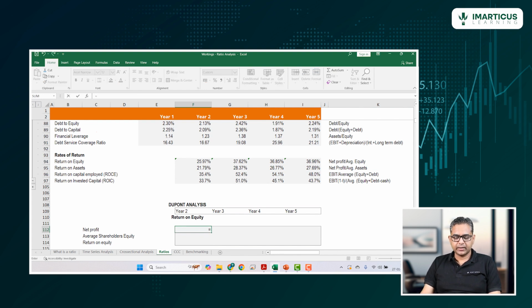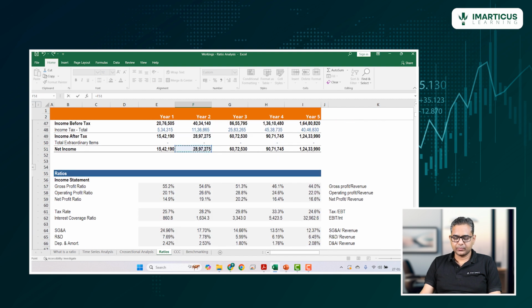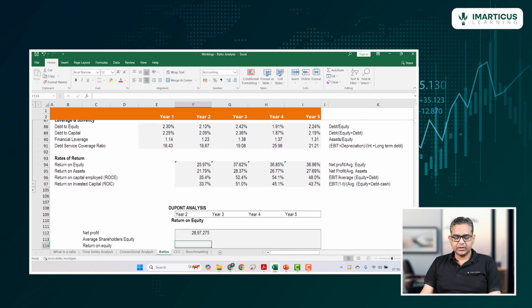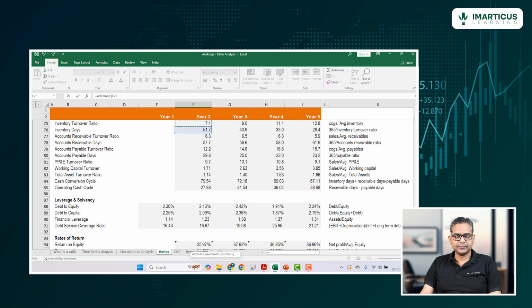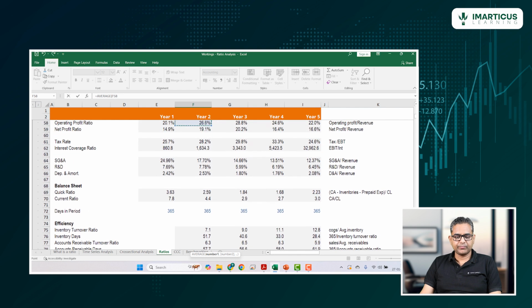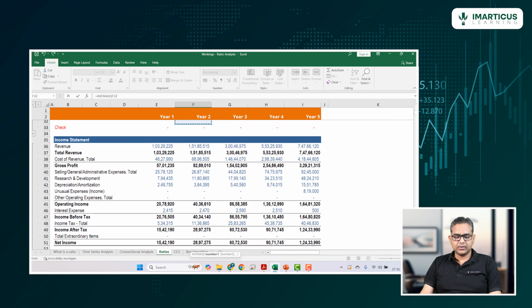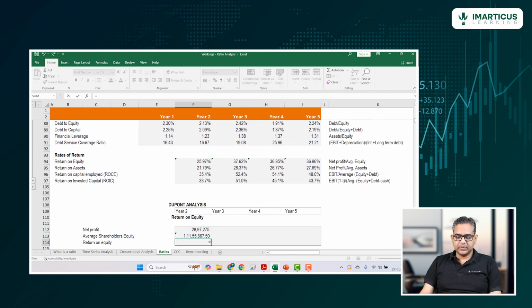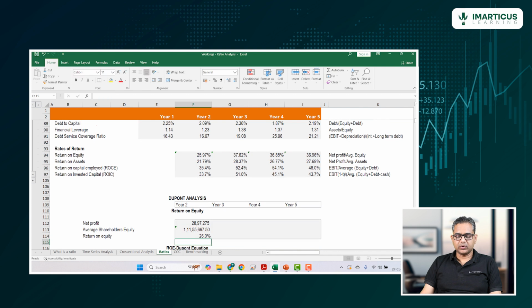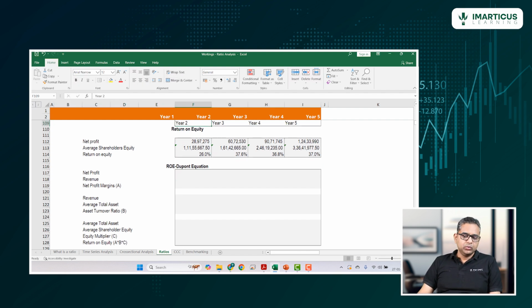Let's just look at net profit here. So this is the net profit, then average of shareholders' equity. And if we divide these two, we get return on equity. So we have calculated the return on equity. Now let's break it down through Dupont analysis.